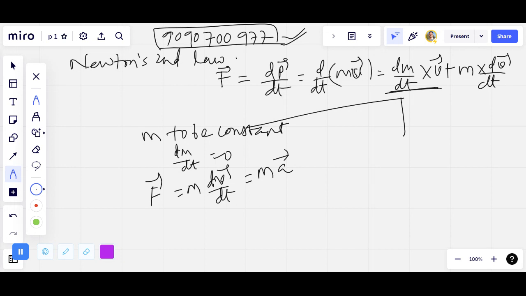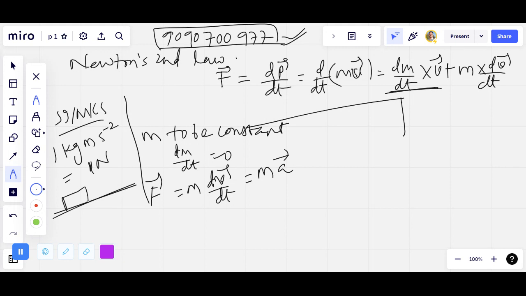From here we can write the SI or MKS system unit of force. For mass it is kg, for acceleration it is meter per second square. So 1 kg into meter per second square is 1 Newton. 1 Newton can be defined as the force that can cause an acceleration of 1 meter per second square in a body of mass 1 kg.